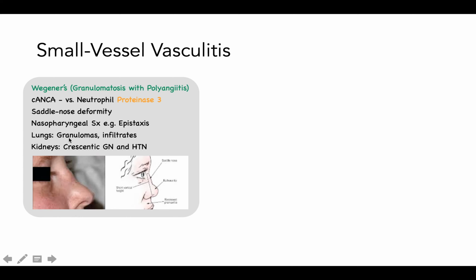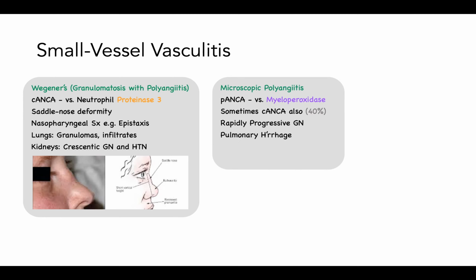Imaging of the lungs reveals granulomas, that's the granulomatosis part, and also infiltrates, a bit like you see with TB. And kidney symptoms you know about, crescentic glomerulonephritis, sometimes leading to hypertension because of glomerular damage. Next up we have a P-ANCA condition.